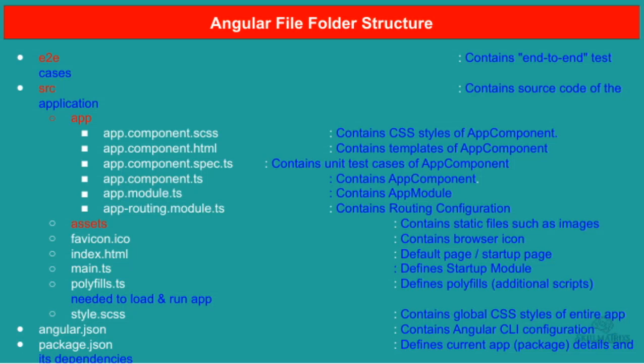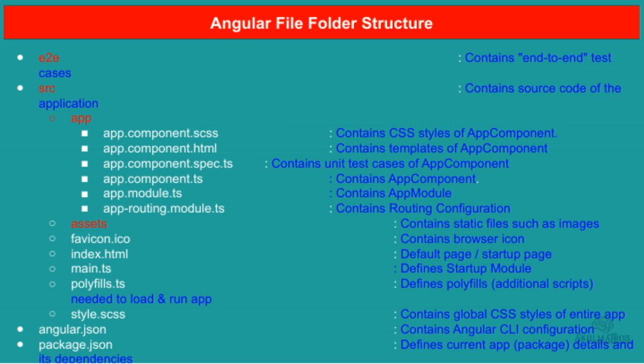Now let's take a closer look at the Angular file folder structure. As you can see, we have a variety of folders and files that make up our project. Starting with the e2e folder, which contains our end-to-end test cases. These are crucial for testing the entire application flow from start to finish. Next, the src folder holds all the source code of the application itself. Inside src, you'll find the app folder, which is the core of our application.